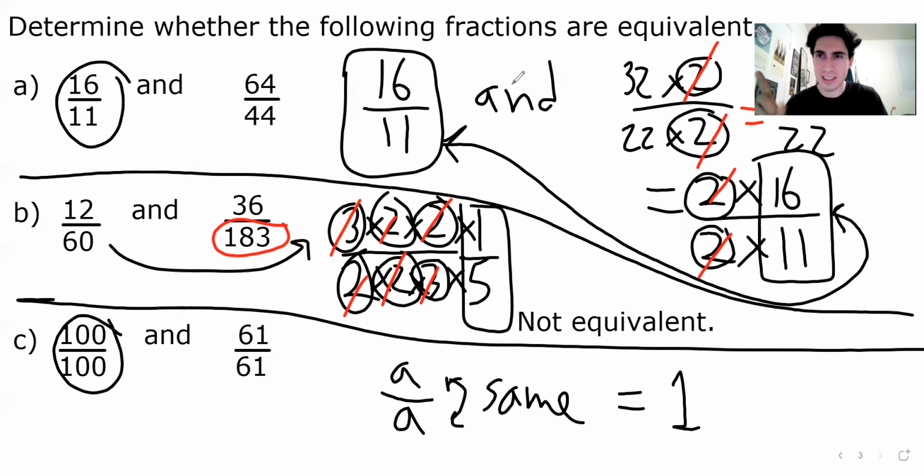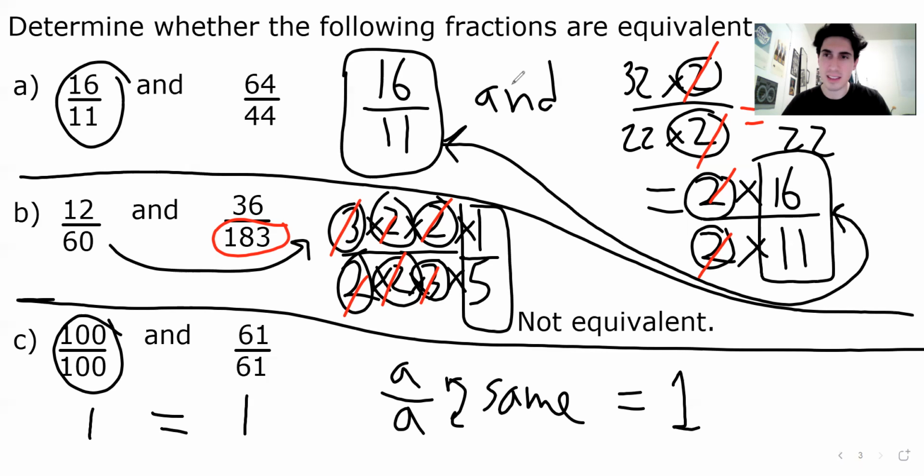I don't want you to forget this. This is not just helpful for this test or for this unit or for this grade. This will help you for the rest of your mathematical career. A number divided by itself is equal to 1. So right away, we should be able to say if 100 over 100 is a over a, that's 1. 61 over 61, those numbers are the same. They must also be 1, and so these are equivalent.